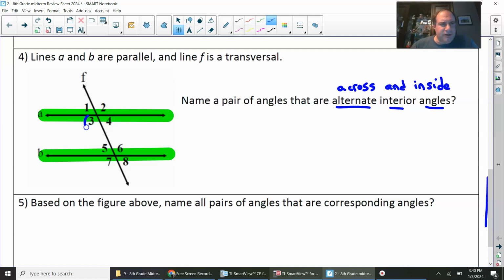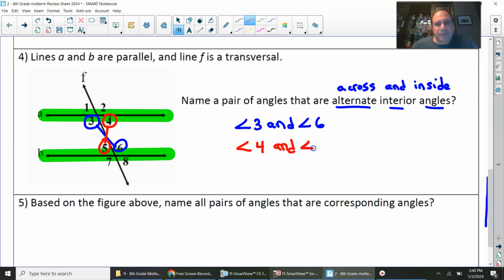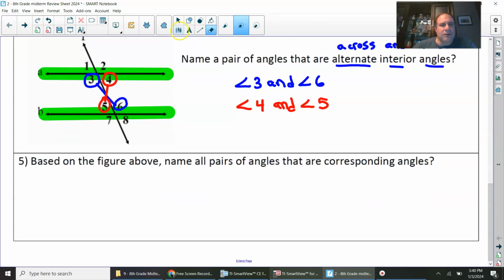So across from each other and inside would be 3 and 6. So angle 3 and 6. The other alternate interior angles, because there are another pair, could be angle 4 and 5. Alternate interior angles. Remember, alternate exterior would be outside and across from each other, like 1 and 8. Outside the parallel lines, 2 and 7, alternate exterior.